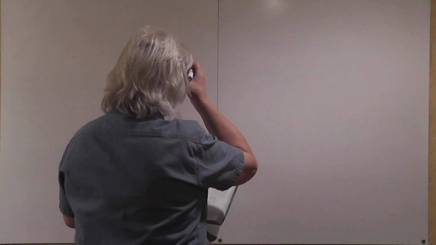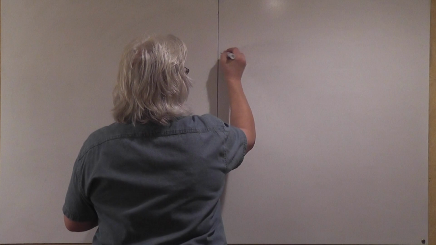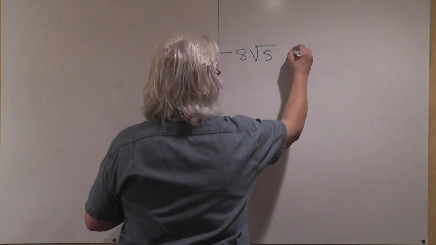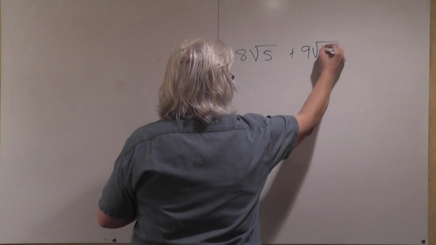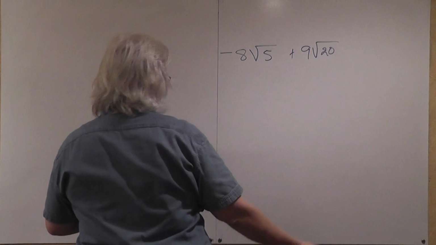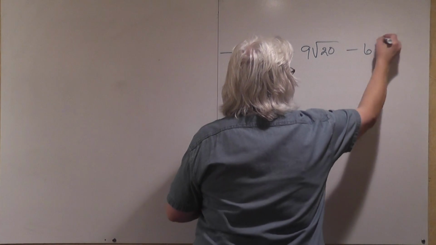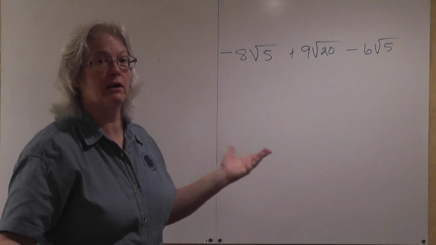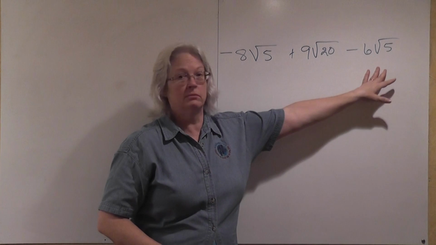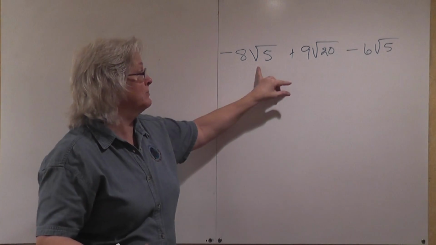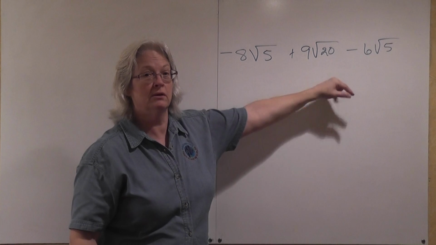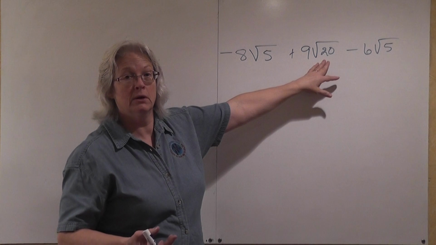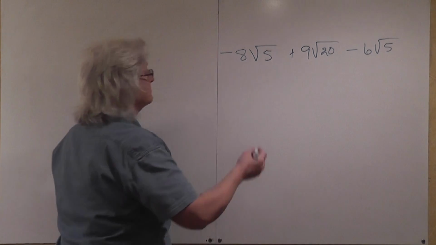This is example number 5, and it says simplify -8 times the square root of 5 plus 9 times the square root of 20 minus 6 times the square root of 5. So what do we have to do here? Square root of 5 is simplified. There's nothing you can do. 5 is a prime number. Square root of 20 is not simplified. How are we going to factor that so we have perfect squares? Well, of course it's going to be 4 times 5.